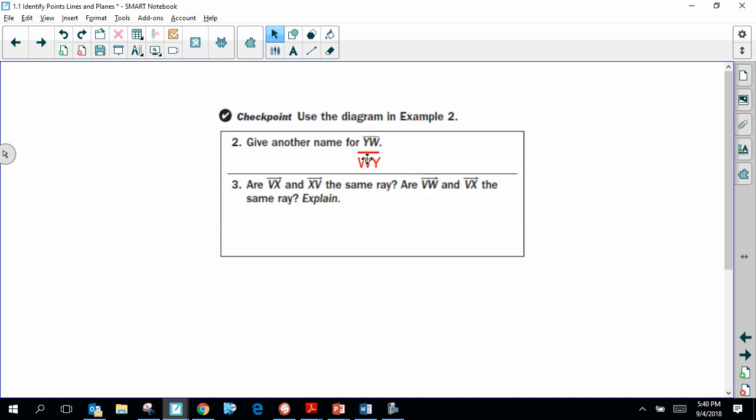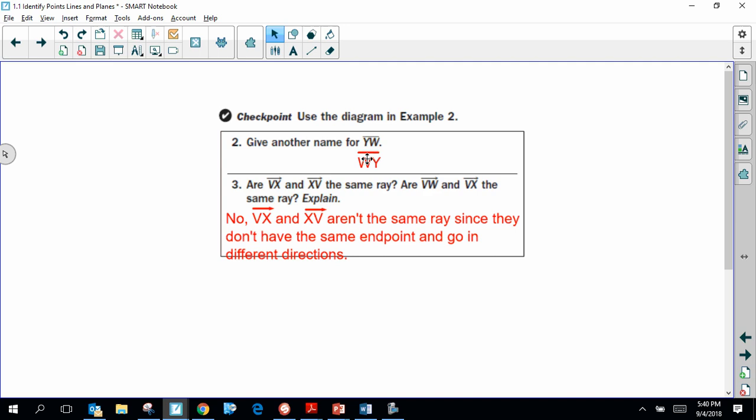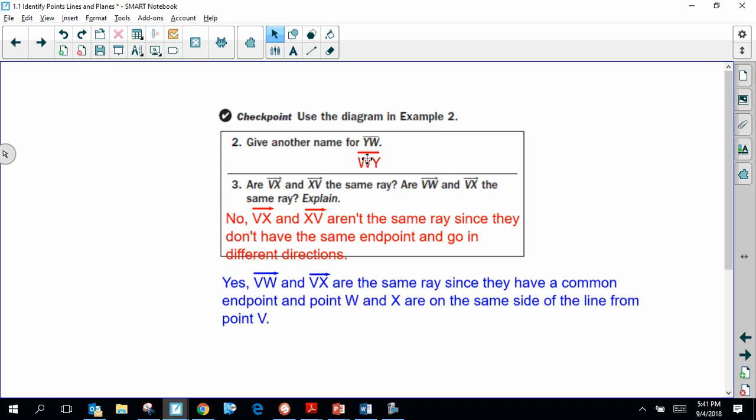And are rays VX and XV the same ray? In this case, no, VX and XV are not the same ray since they don't have the same endpoint and they go in different directions. The second part of the question says VW and VX, are they the same ray? Explain. That's why I'm trying to give complete sentences here.